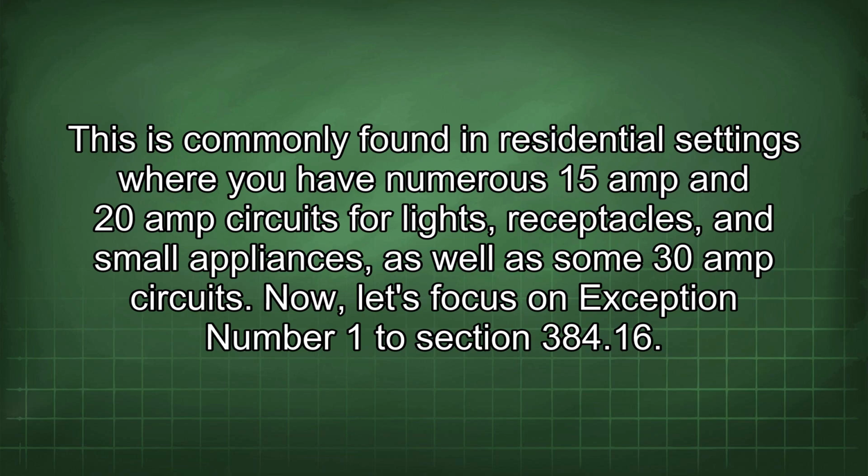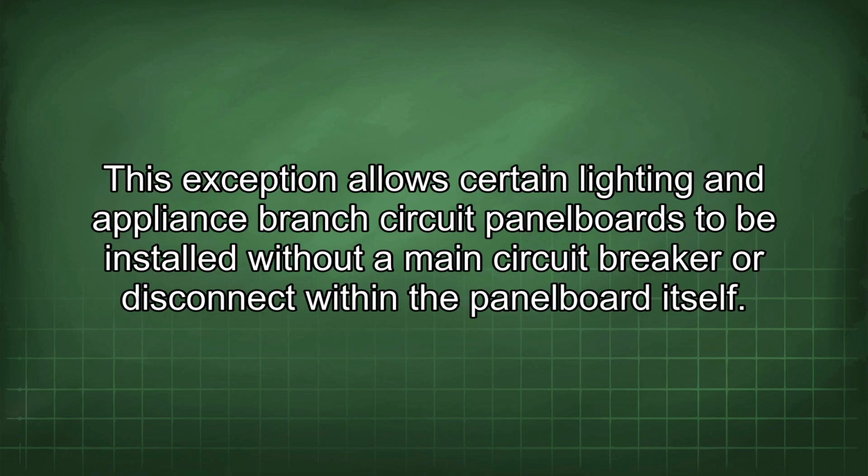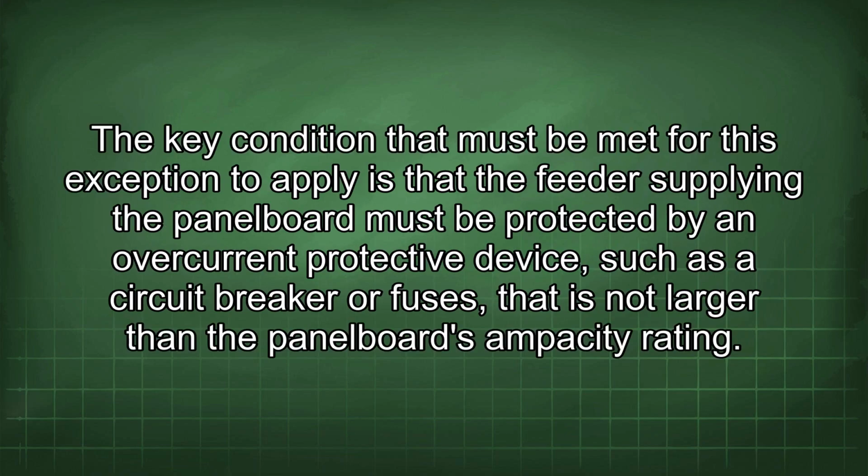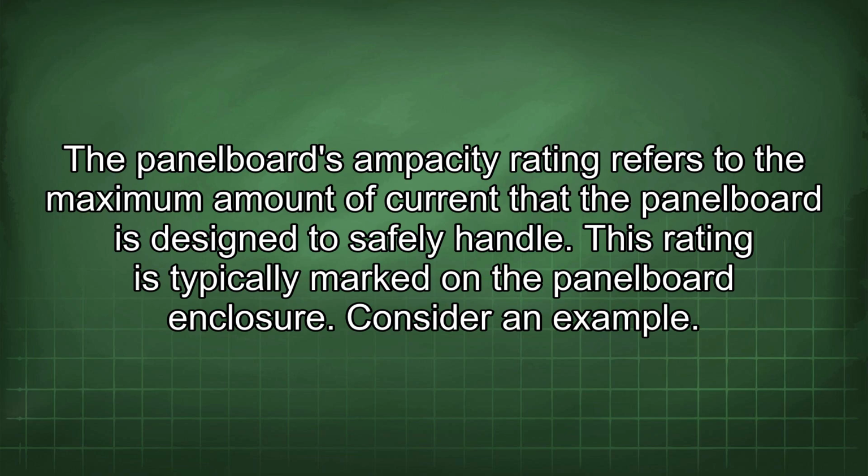Now, let's focus on exception number 1 to section 384.16. This exception allows certain lighting and appliance branch circuit panel boards to be installed without a main circuit breaker or disconnect within the panel board itself. The key condition that must be met for this exception to apply is that the feeder supplying the panel board must be protected by an overcurrent protective device, such as a circuit breaker or fuses, that is not larger than the panel board's ampacity rating. The panel board's ampacity rating refers to the maximum amount of current that the panel board is designed to safely handle. This rating is typically marked on the panel board enclosure.